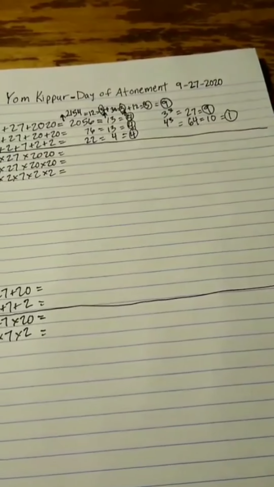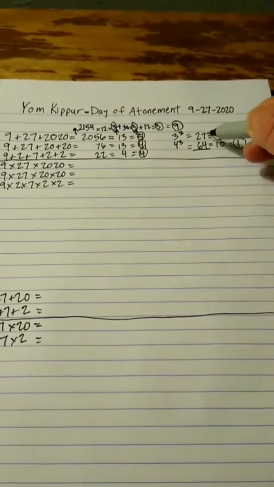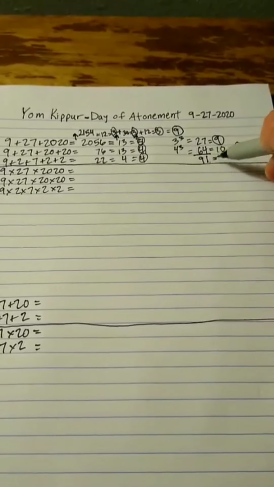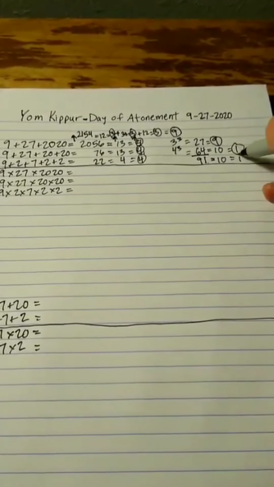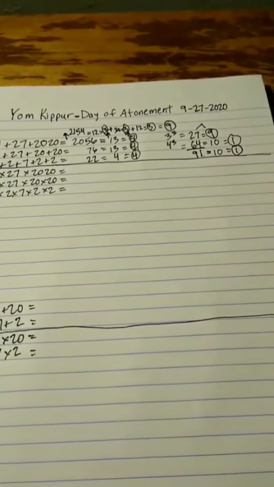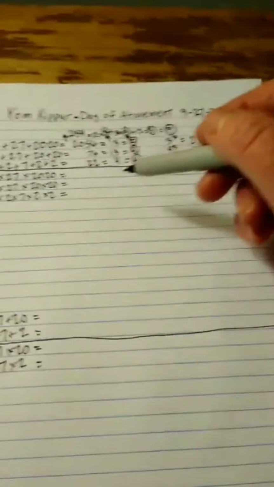All right, and then we have, you can also add this way. So 27 plus 64 is 91, carry the 1, 9. So 91 equals, 9 plus 1 equals 10, which equals 1. All right, and I just wanted to point out to you, look at this, 9, 27. Okay, all right, so now we're going to do our multiplication right here.